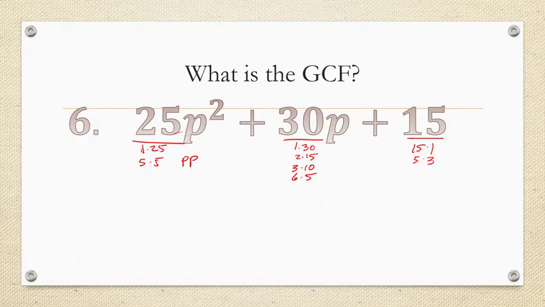Okay, and then this one has a p. All right, so what is the biggest number they all have in common? 5. Okay, now this term has 2 p's, this has a p, but this last term here does not have a p. So if all 3 terms don't have a p, then you can't include it in the greatest common factor. So our greatest common factor here is just 5.